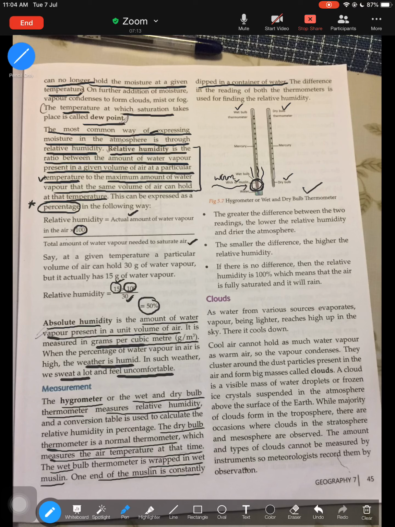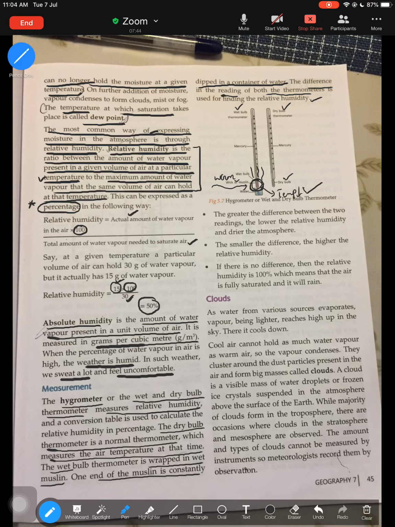So when evaporation takes place from the cloth, what happens to the bulb? The temperature in the bulb starts decreasing, coming to its normal, thereby giving us the actual temperature. So that is why we wrap it with muslin cloth, so that it can hold moisture and increase the coolness of the bulb, thereby dropping the temperature. Now, in order to find relative humidity, the difference in the readings of both thermometers is important.